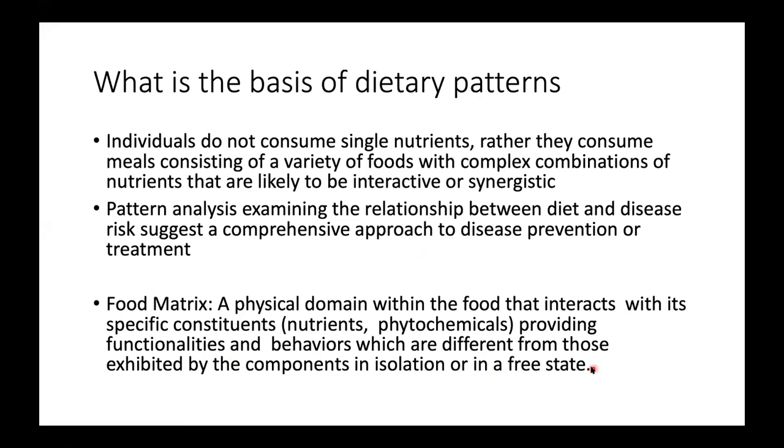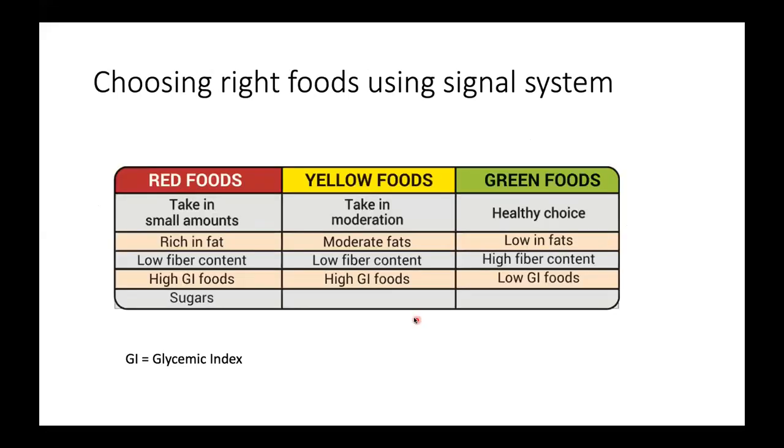For example, red meat is a very rich source of saturated fat. But unprocessed red meat has not been shown to increase coronary heart disease. Dark chocolate is also a rich source of saturated fat, but that has not been shown to increase cardiovascular disease. Dairy products have not been shown to increase cardiovascular disease. So some food matrix is playing a role there.